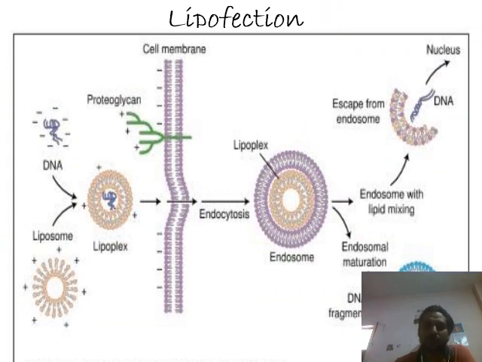Now next is lipofection, which I called liposuction here. In lipofection, what is happening? It is also called liposome mediated DNA transfer. Liposomes are small spherical vesicles which are made up of phospholipids.